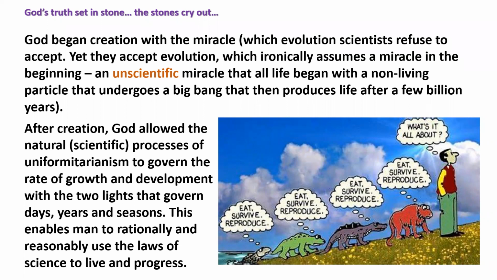Okay, let's not spoil it by trying to fit in evolution, whether for Christians or for non-Christian evolutionists. So God, after creation, allowed the natural processes of uniformitarianism to govern the rate of growth and development with the two lights, and this enables men to rationally and reasonably use the laws of science to live and progress. So the question: eat, survive, and reproduce, eat, survive, and reproduce, what is it all about?